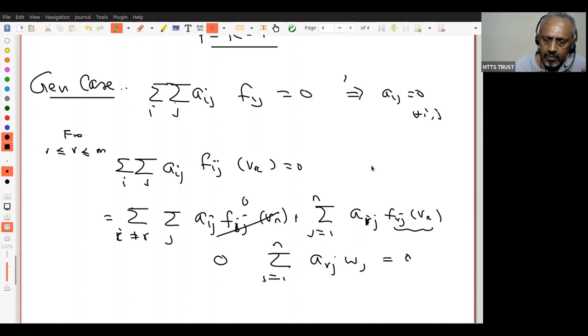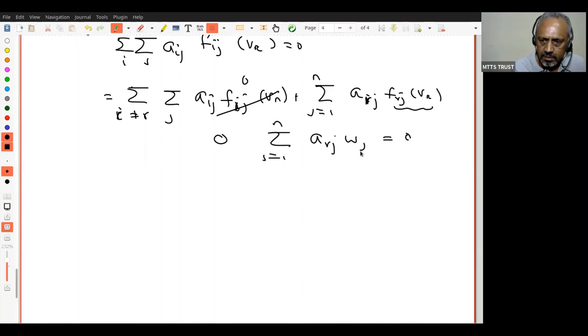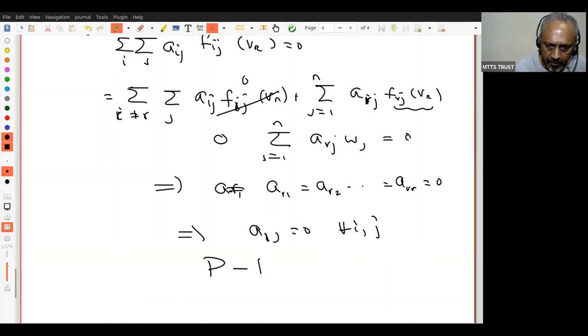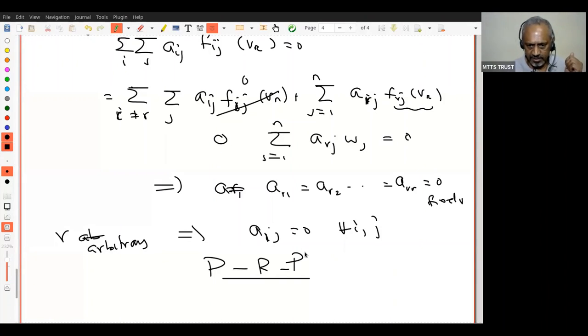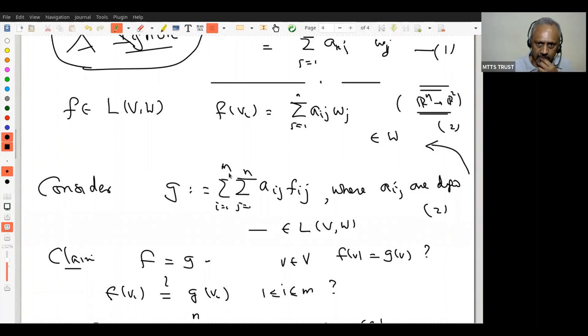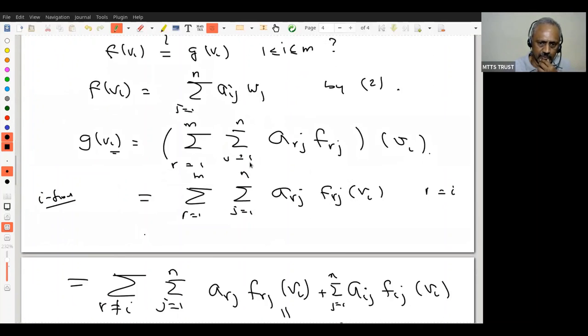is 0. But W1 to Wn is a basis for W. That means this implies Ar1 equals Ar2 equals Arn, and these are all 0. For which r? For any fixed r. Therefore, this shows Aij is 0 for all i, j. Pause, review, proceed. This is for fixed r, but r is arbitrary. This implies Arj is 0 for all r and j. So what do you think I have shown? I have shown that Fij is a basis. How many of them are there? mn. Therefore, the dimension is mn. So we have proved it.